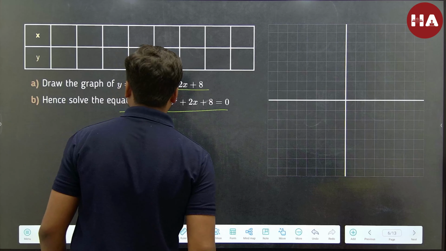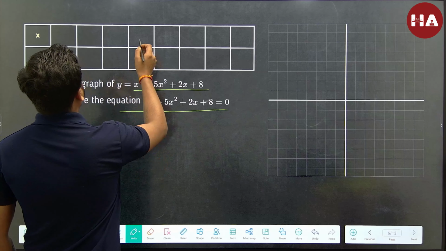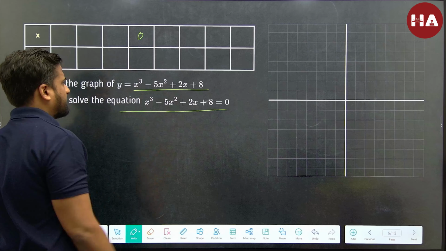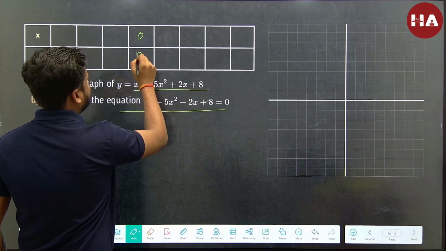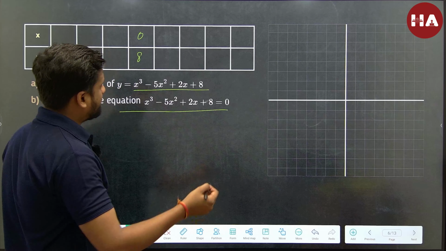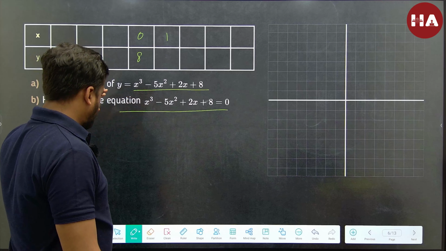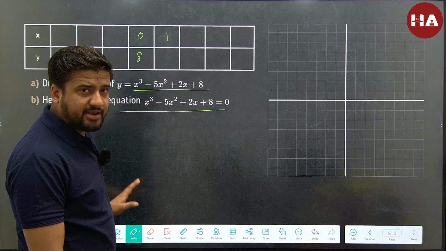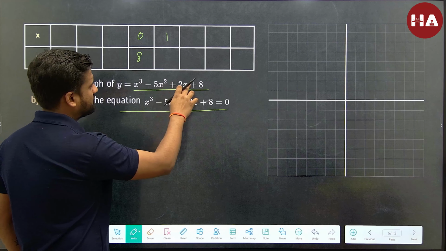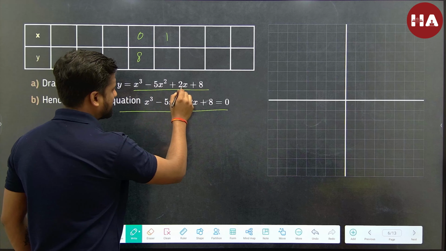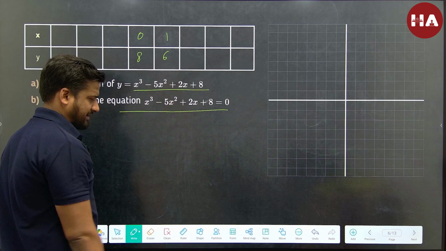Now let's start with x and y. Let's start with the simplest one. Let's start with 0. If x is 0, y is 8, that's very obvious, right? Now let's talk about when x is 1. Let's solve this. We are not going to show our working, it's not necessary. So 1 minus 5 plus 2 plus 8. 1 plus 2 is 3, 3 plus 8 is 11, minus 5 is 6.